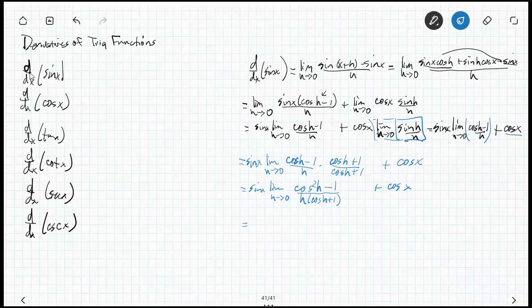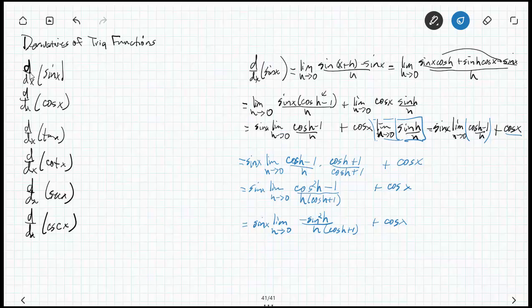So let's look at that. You may be going like, Ripley, what are you talking about? Well, look, I'm just using my pre-calculus Pythagorean identities. 1 minus cos squared is sine squared. So cos squared minus 1 is negative sine squared h, right, over h times (cosine of h plus 1). And then don't forget your plus cos x.